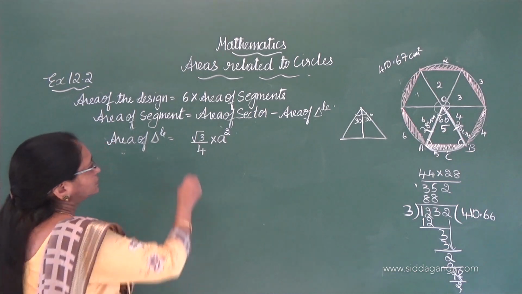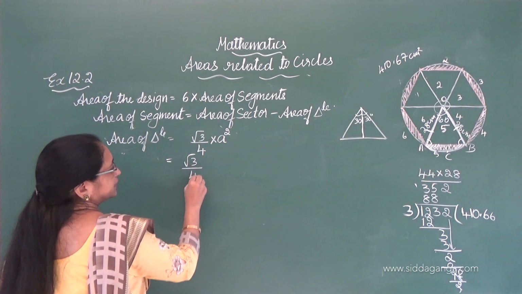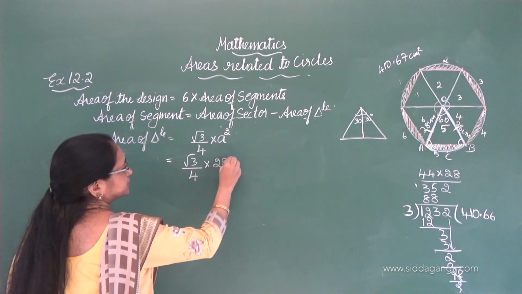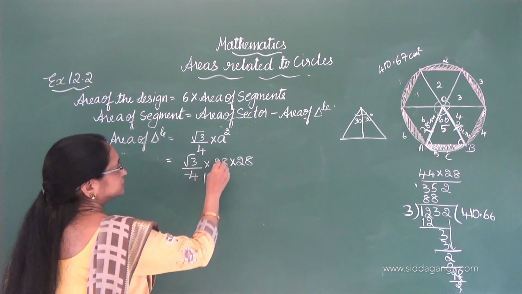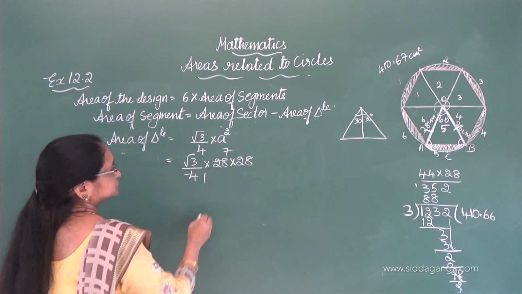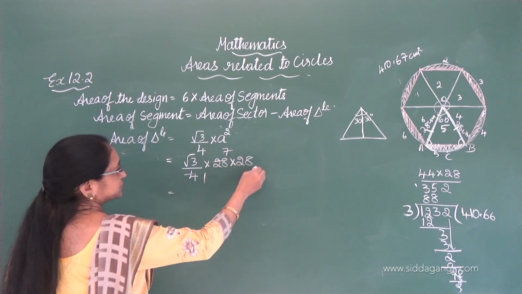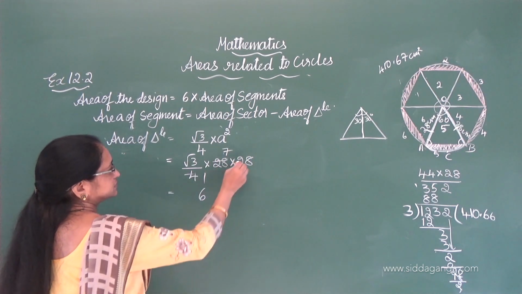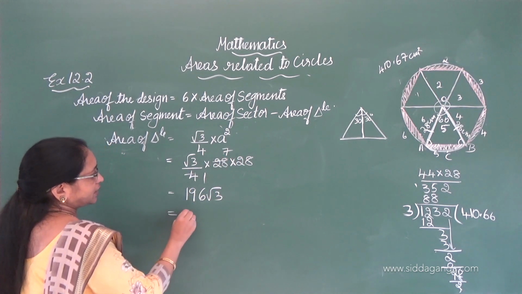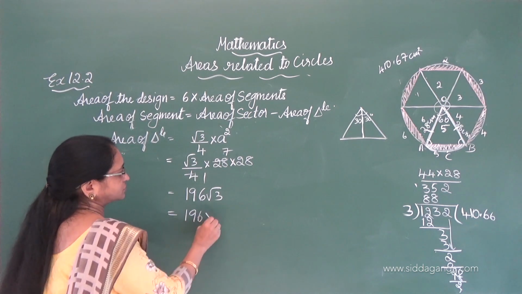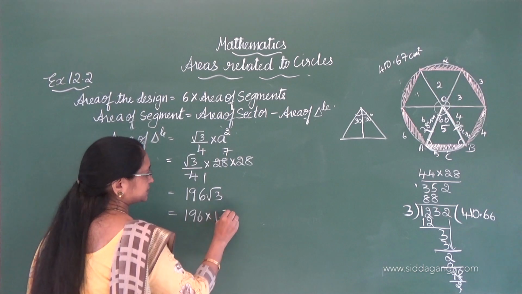Okay. Now I will do like this, root 3 by 4 into a square is 28 into 28. 4 1s are 4, 4 7s are 28. So 28 into 7, 7 7s are 49, 7 8s are 56, plus 14, 196 root 3. And they have given for you to substitute the value of root 3 as 1.7.